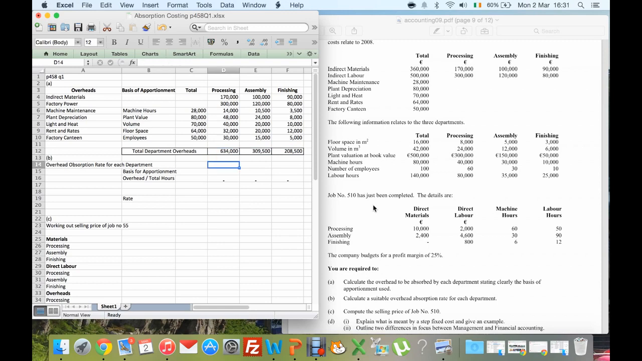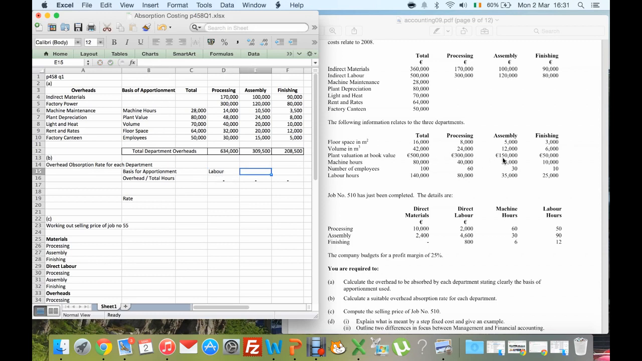So I want to share them out. I need to come up with the basis for apportionment first. So what's the main activity in each department? It's either going to be machine hours or labour hours. So half of all the machine hours is in the processing department. In terms of labour, it's more than half. So I'm going to make that based on the labour hours.